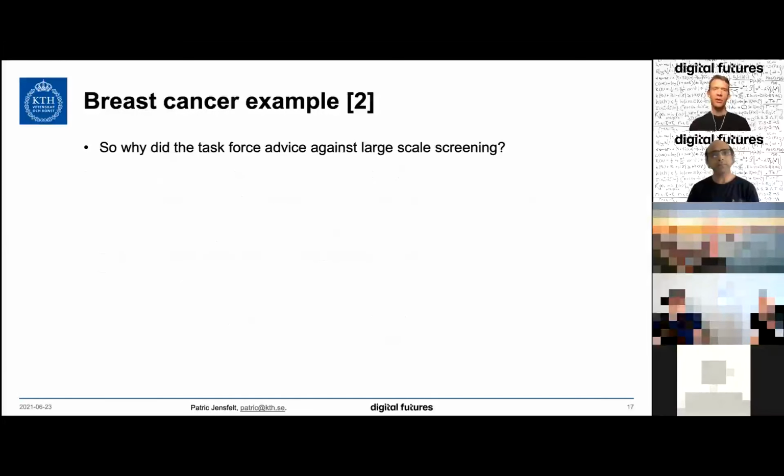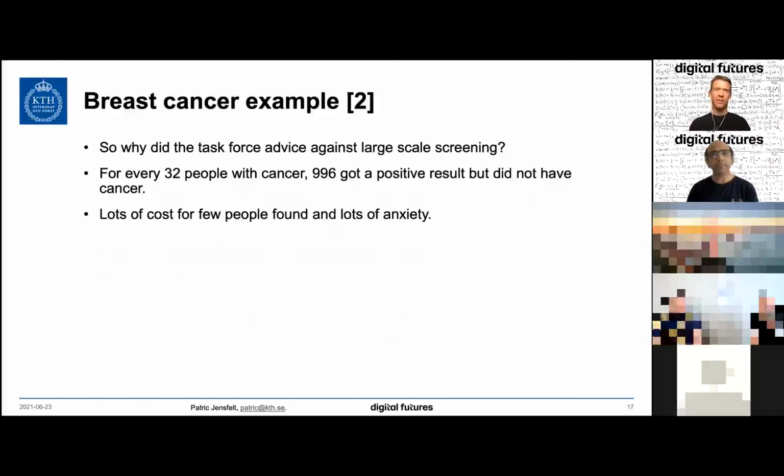So let's look a bit closer. Why did the task force advise against large-scale screening? Well, in a population of 10,000 people, there were 32 who would actually have cancer.